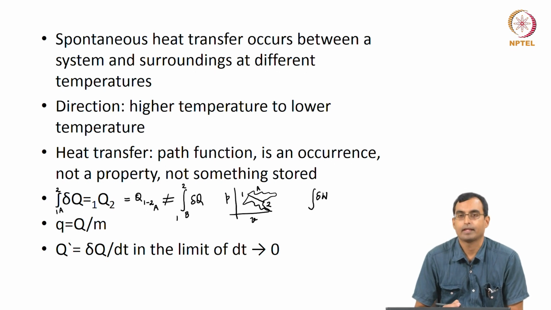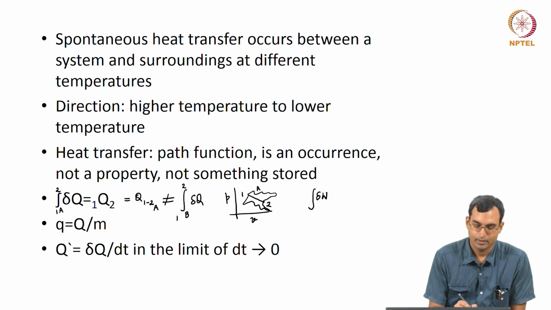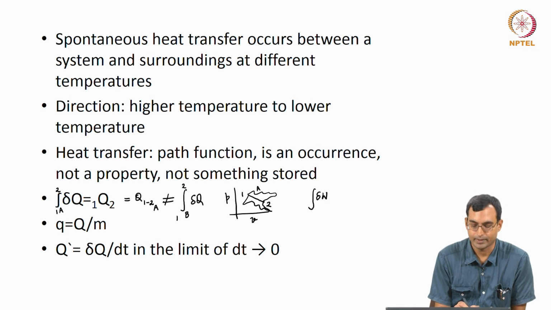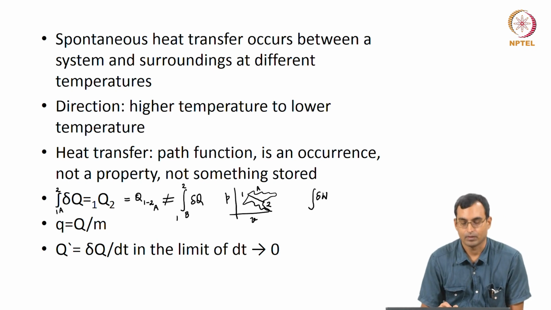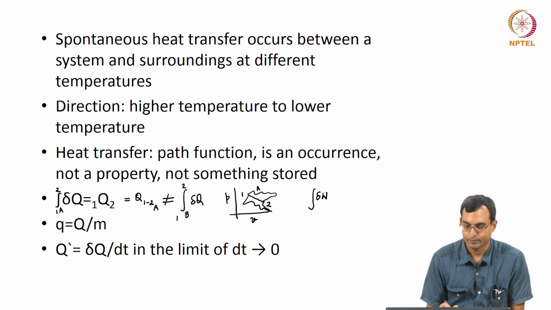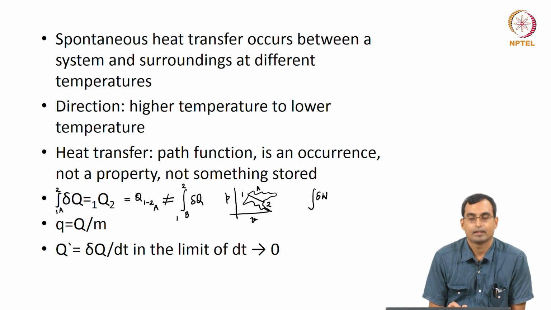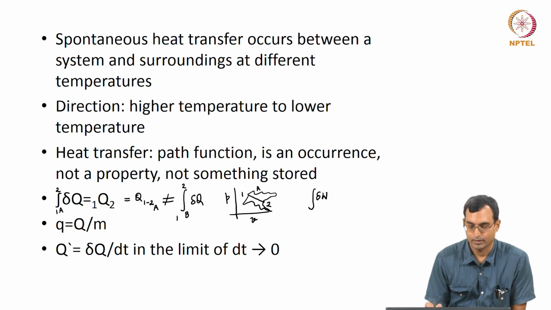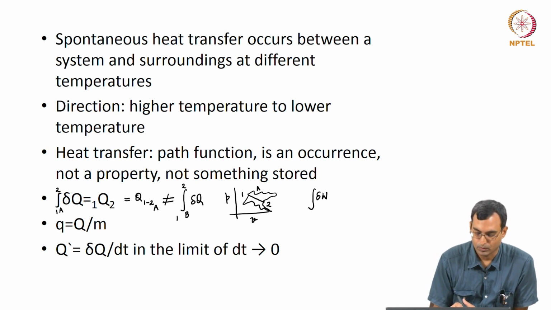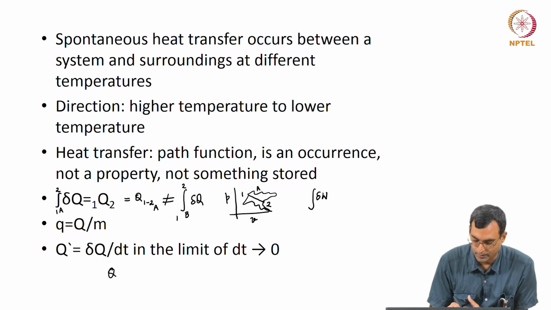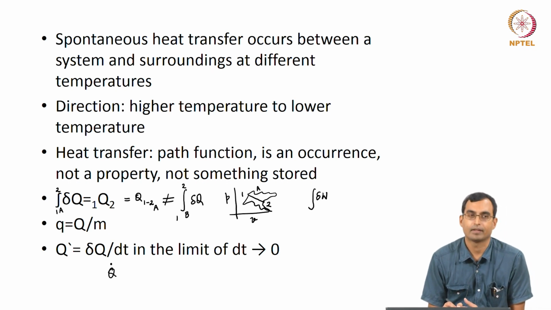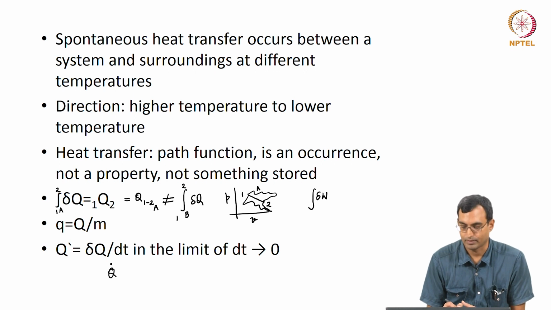We can find out the heat transferred per unit mass of the system. We call it small q. It is not a property, therefore it is also not a specific property, because q is not a property, but this is the heat transferred per unit mass. We can write it as q by m, and if we take the rate of heat transfer, which is essentially del q by dt in the limit of the time going to 0, we get a value which we call q dash or q dot more commonly. This is what we call the rate of heat transfer, the rate at which heat is being transferred.